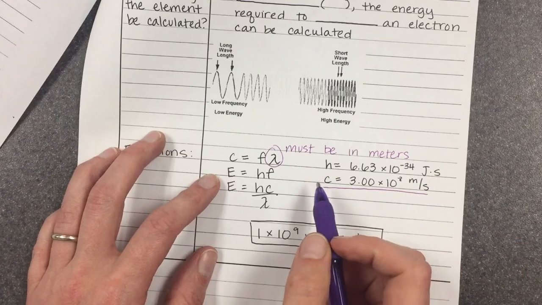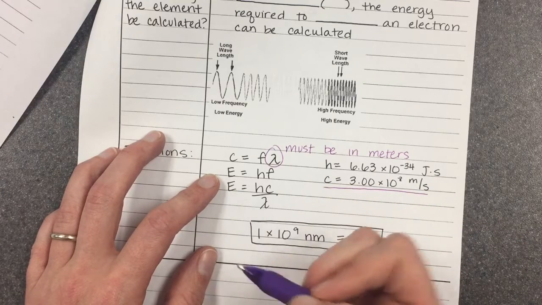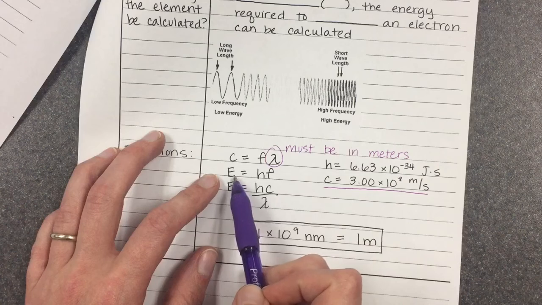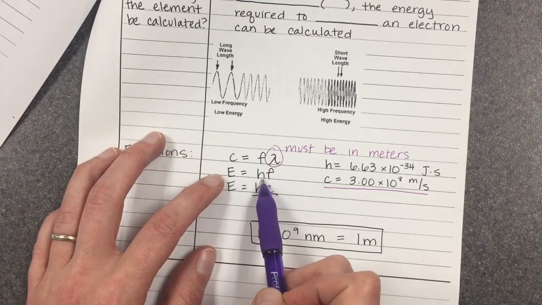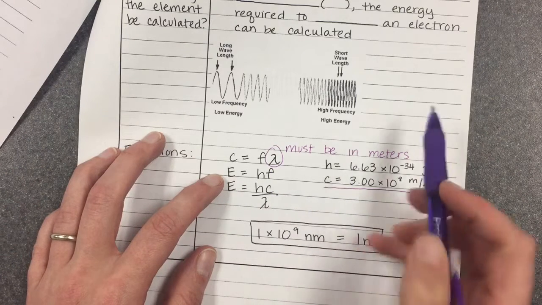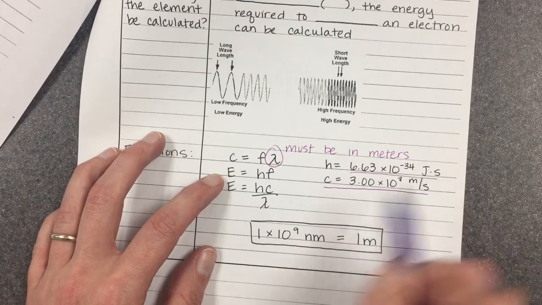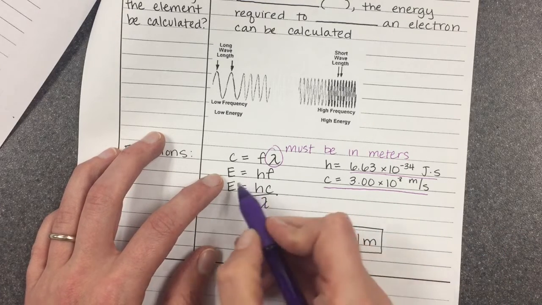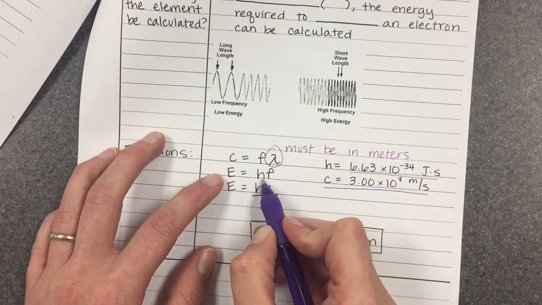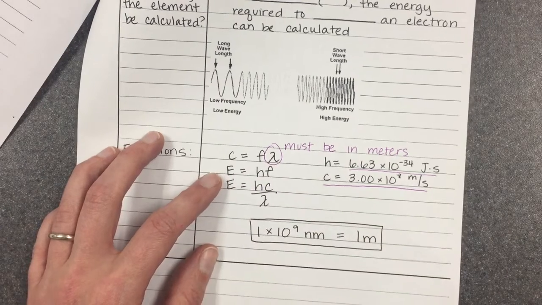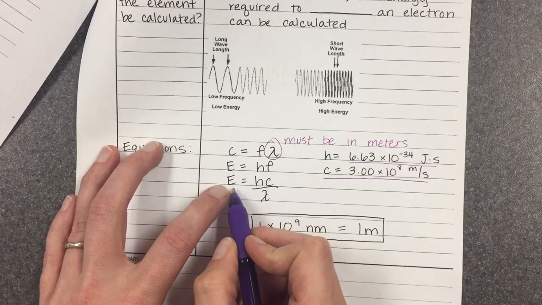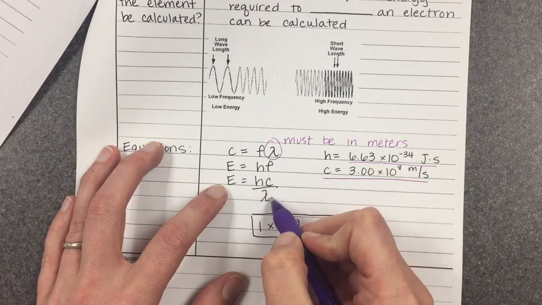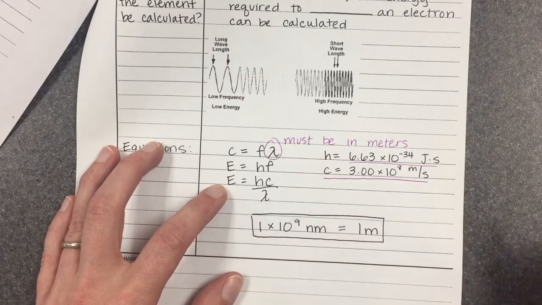If we're calculating the energy of the photon of light that's going to excite the electron, energy is equal to Planck's constant, that's this h right here, and it's always going to be this number, 6.63 times 10 to the negative 34th. So E is equal to that number times the frequency of the light. Or we can calculate it using the speed of light over wavelength.